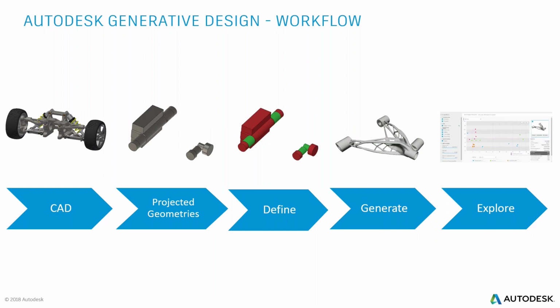Additionally, as Mike mentioned, we'll define which manufacturing methods we want to test against, and then we'll generate those results. And then lastly, we'll explore all of the results from all the combinations of those materials and manufacturing methods that we get out.